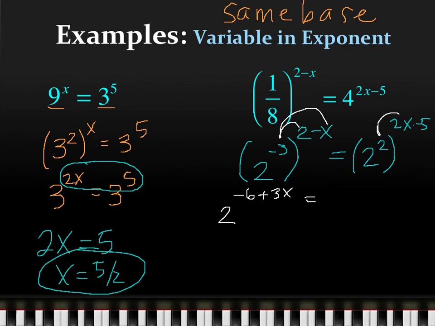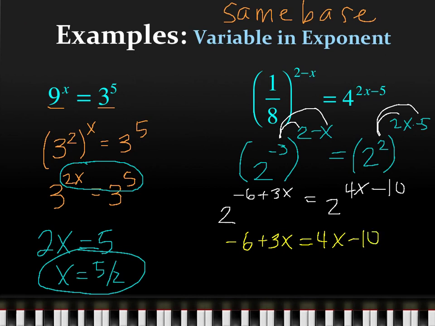On this side we'll also distribute. So this will be 2 to the 4x minus 10. Again, we notice now the bases are the same, so we can set these exponents equal to each other. So we have negative 6 plus 3x equals 4x minus 10.